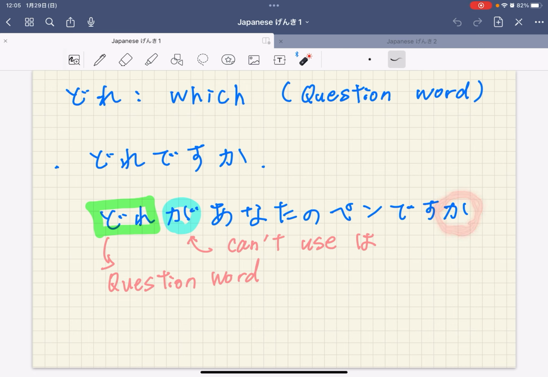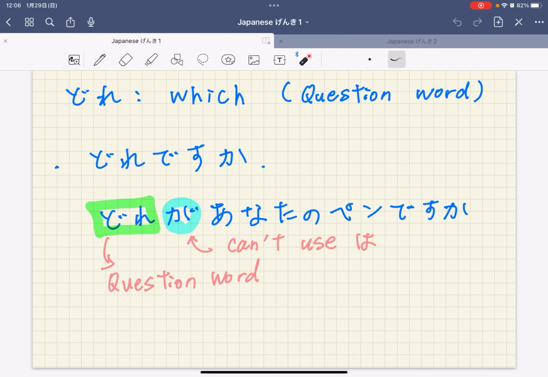か. So if you put か at the end of the sentence, it makes a question sentence. So when you use question word like どれ, the particle here changes to が from は. So どれがあなたのペンですか? You can't say どれはあなたのペンですか? So please be careful, you should say どれがあなたのペンですか? This sentence means which is your pen.